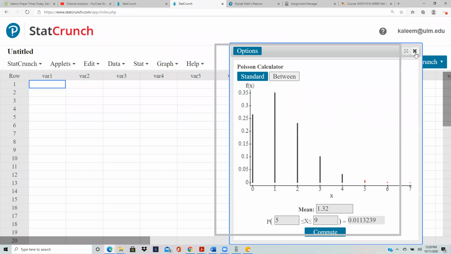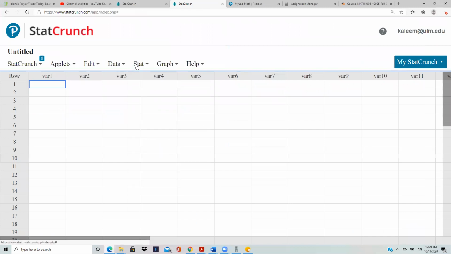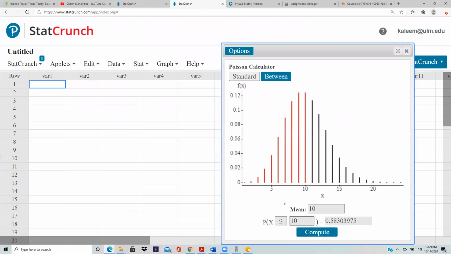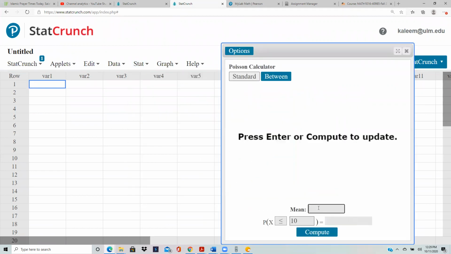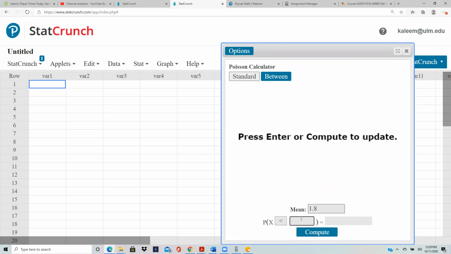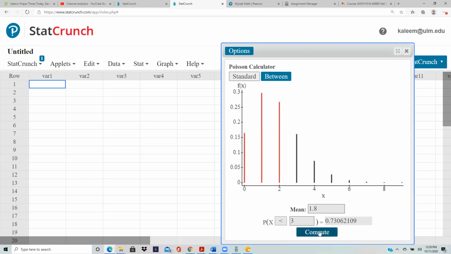So again, let's see how we go to it. Stats, calculator, Poisson. Mean is 1.8. And x is less than 3, so less than 3. 0.7306.